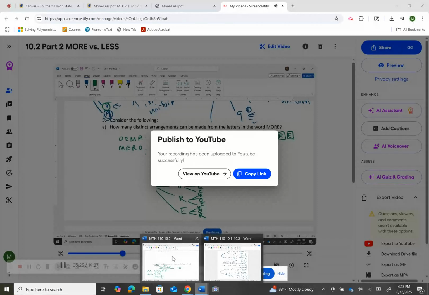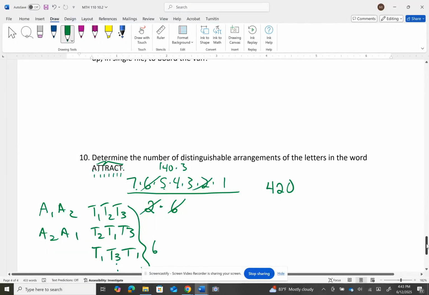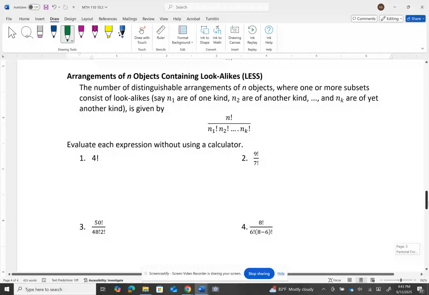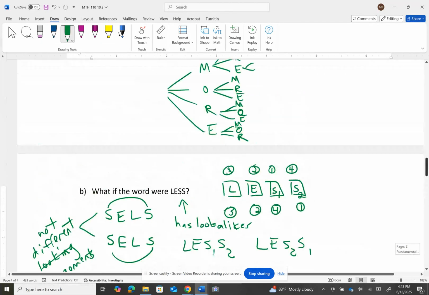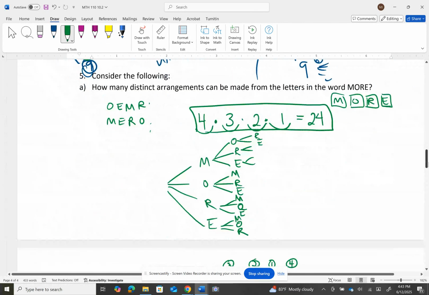All right, so let's go back to the 10-2. So we were talking about the more versus less situation in the last video. And we found out that with the more situation, all the letters were different. And so we had 4 options for the first letter, then 3 choices, then 2, then 1, and that gave us 24 distinct arrangements. All right, that idea, that having to multiply 4, then 3, then 2, then 1, that's going to come up a lot.